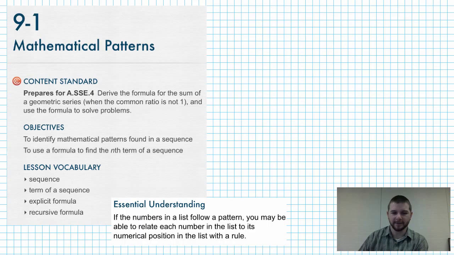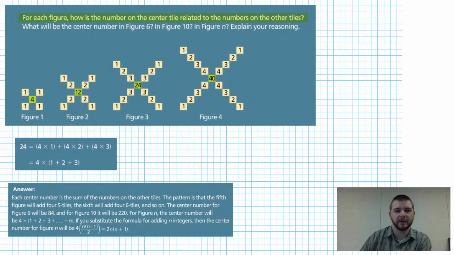An essential understanding: if the numbers in a list follow a pattern, you may be able to relate each number in the list to its numerical position in the list with a rule. Consider this. For each figure, how is the number on the center tile related to the numbers on the other tiles? What will be the center number in figure 6, in figure 10, in figure N? Explain your reasoning.